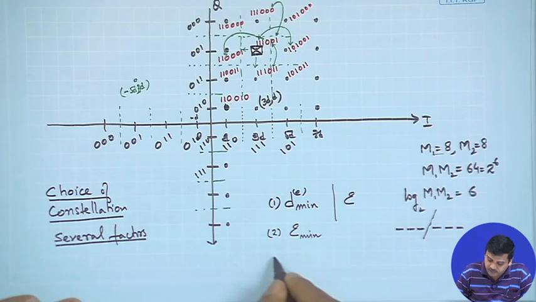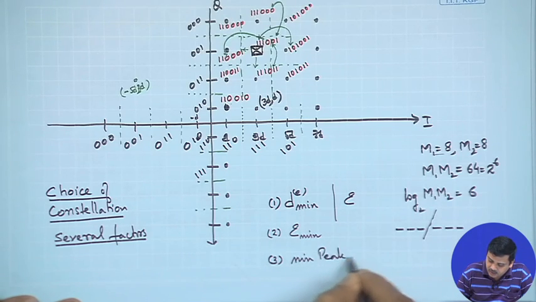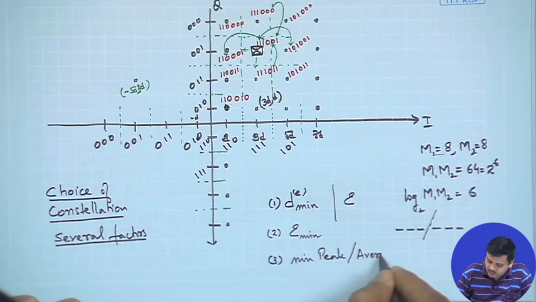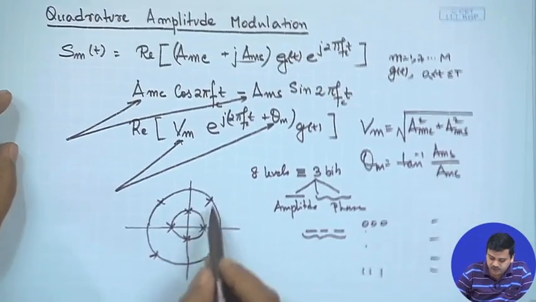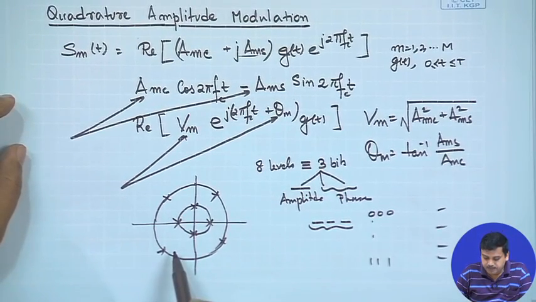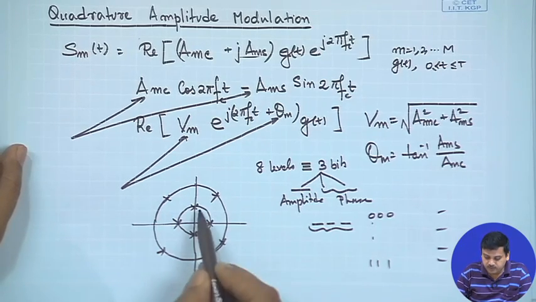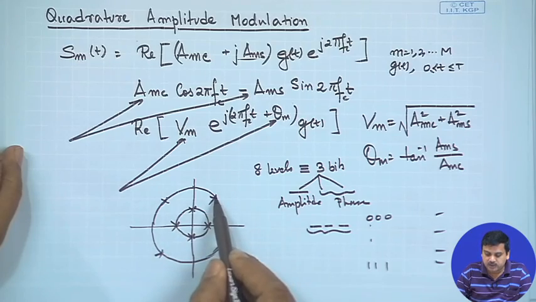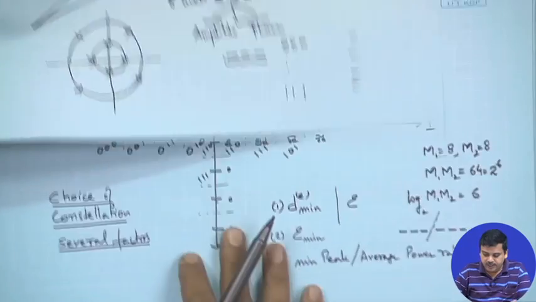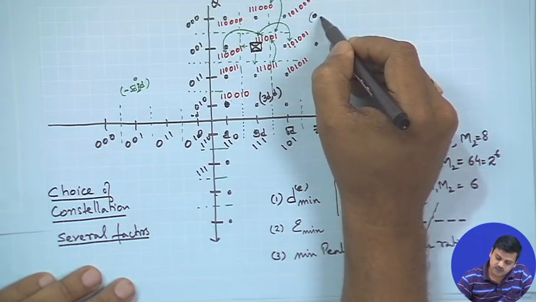You could also have a requirement of minimum peak to average power ratio. One could visibly see that if one uses a constellation like this, the peak power with respect to average power is lower. When I mean average power, the average power of all these constellation points, and when I mean peak power, the peak power is the maximum power, compared to a constellation of this shape where the peak power would be obtained by a constellation at the corner.